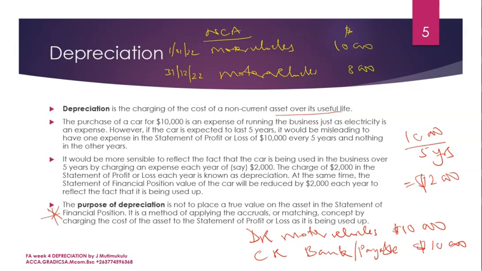It's actually a very, very strong statement, and usually when we are confronted by the multiple choice questions, especially in ACCA papers, you end up being dazzled, failing to choose the right option. For example, the examiner might say, from the following statements, which statement explains the purpose of depreciation? 1, it is to place a true value of an asset in the statement of financial position. 2, it is a method of applying the accruals or matching concept by charging the cost of the asset to the statement of profit or loss as it's being used up.